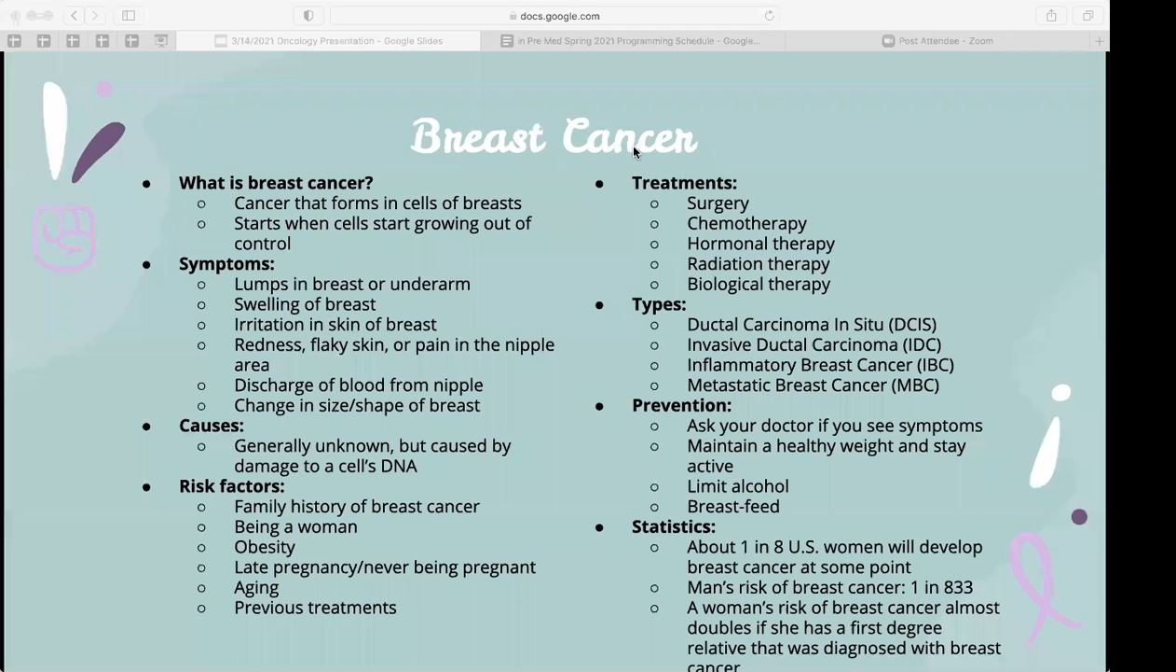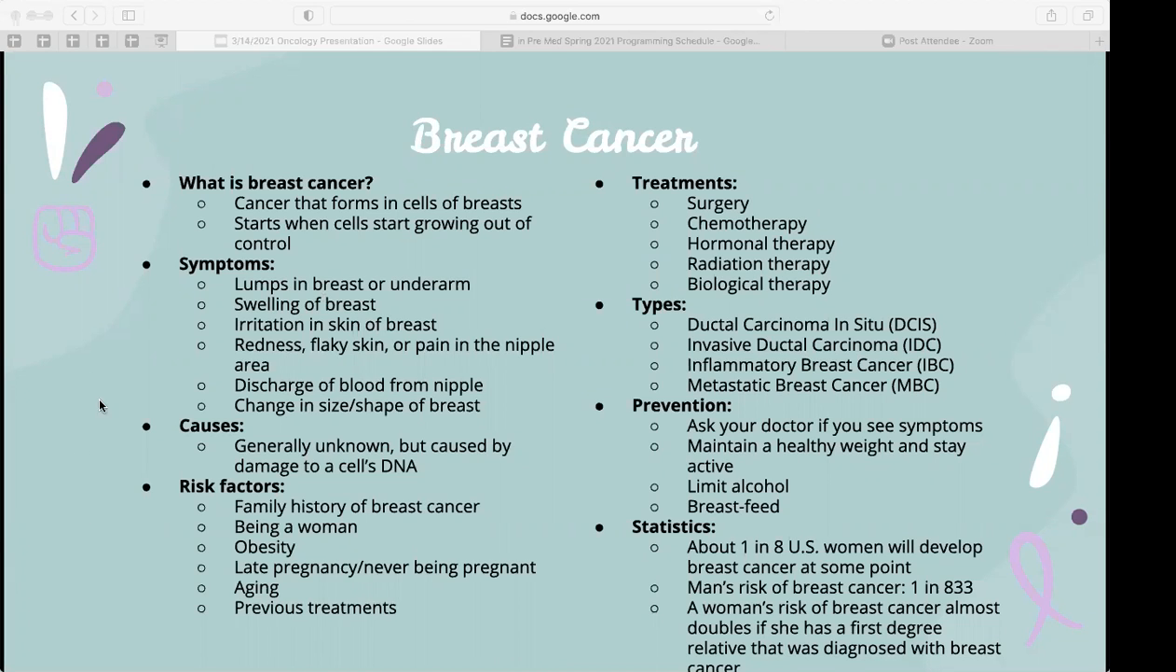Now we'll be talking about breast cancer. Breast cancer is a type of cancer that forms in the cells of breast and starts with the cells growing out of control. Some common symptoms of breast cancer involve having lumps in the breast or underarm, swelling or thickness of the breast, irritation in the skin of the breasts, redness, flaky skin, or pain in the nipple area, discharge of blood from the nipple, and change in the shape or size of the breasts.